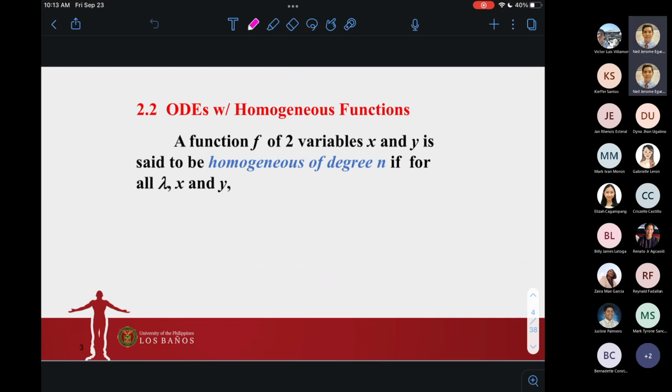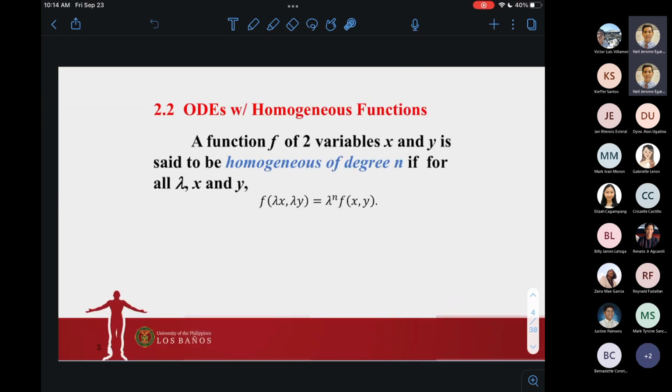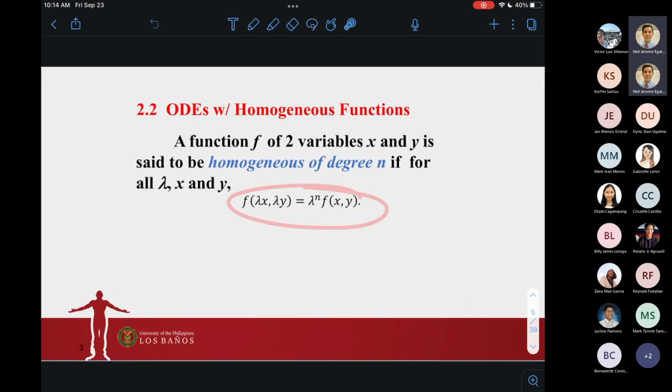So a function f of 2 variables, x and y, but again, our assumption is that the variable y is dependent on the variable x. This function f is homogeneous of degree n if, okay, dapat mangyari to para masabi natin na yung isang function ay homogeneous na ang degree ay n. Kapag sa lahat ng lambda, x and y, this equation is true. Dapat yung f of lambda x comma lambda y. So that means when you replace the variables x and y in the definition of f by lambda x and lambda y respectively, you should get lambda to the n times the original function f.